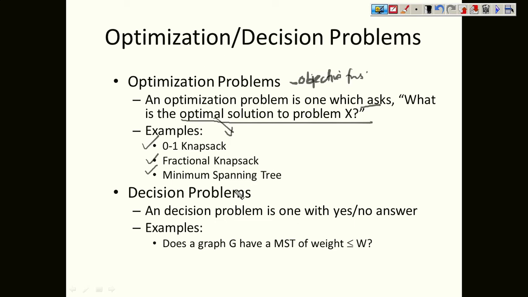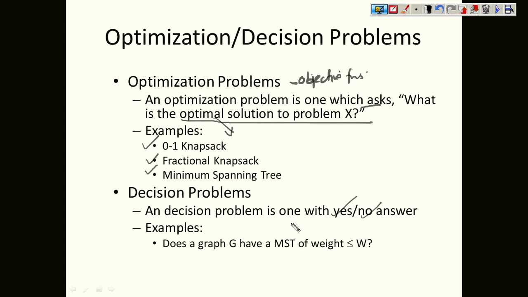Similarly, we have decision problems. Decision problems are the problems where we are actually looking for a Boolean answer, meaning the answer will be given in the form of true or false, yes or no. For example, you can make a query: does the graph G have an MST of weight less than or equal to W? So here the answer will be given in terms of yes or no.